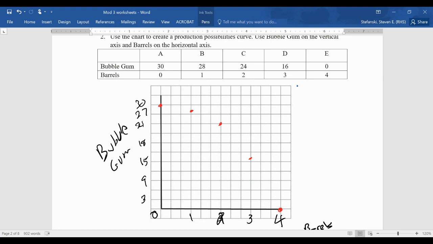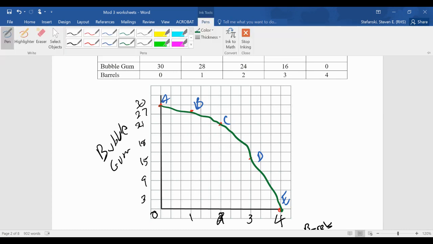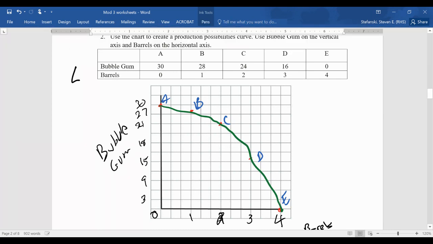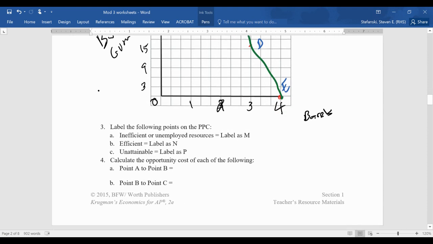So I went ahead and I already started these. So this is point A, B, C, D, and E. And I will do my darndest on this bad boy here to try to make the lines connect. Okay, not too bad. That wasn't too bad. So that's kind of what you should have, right? And then it asks you a bunch of questions down here.